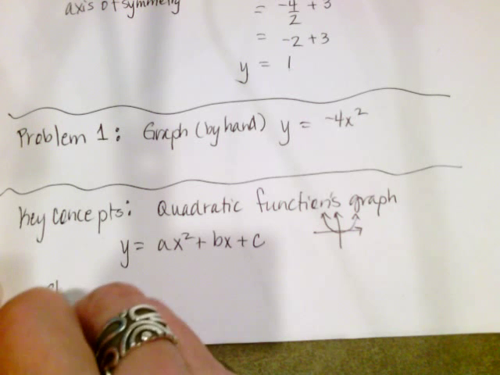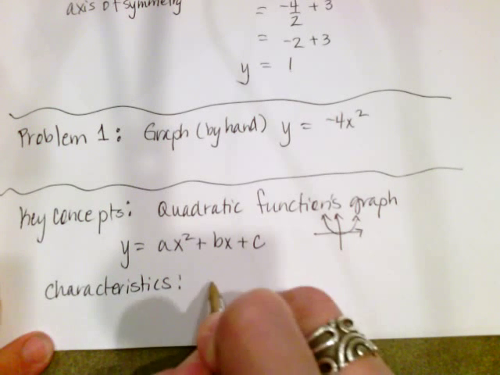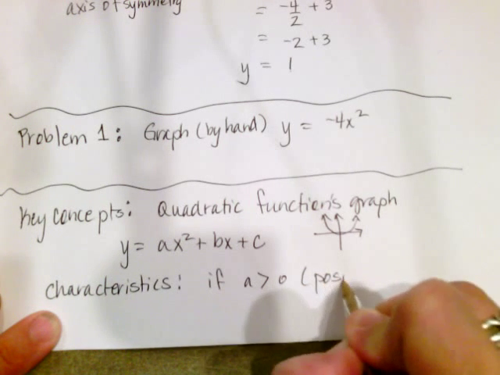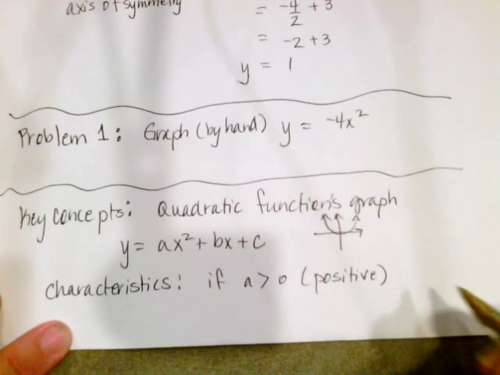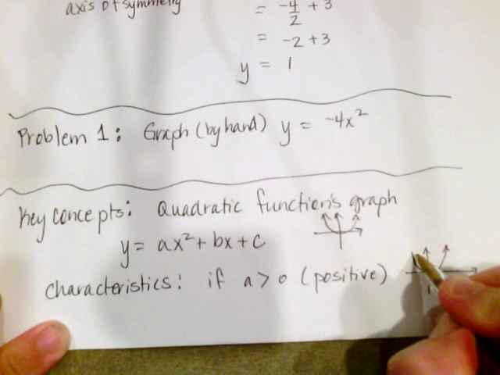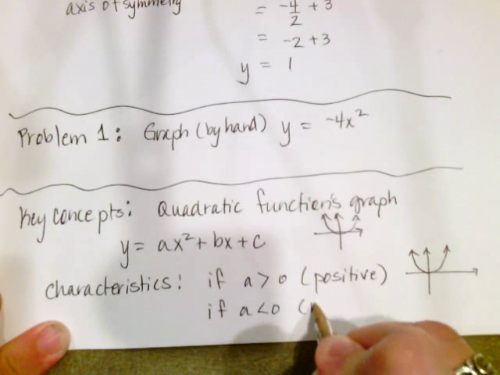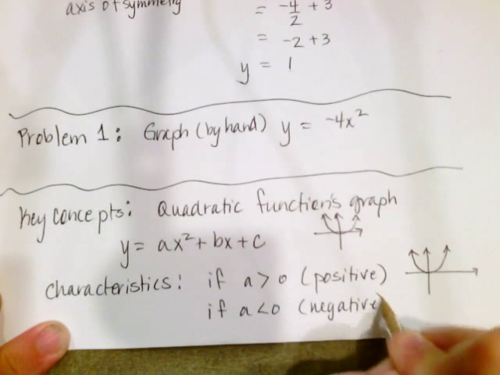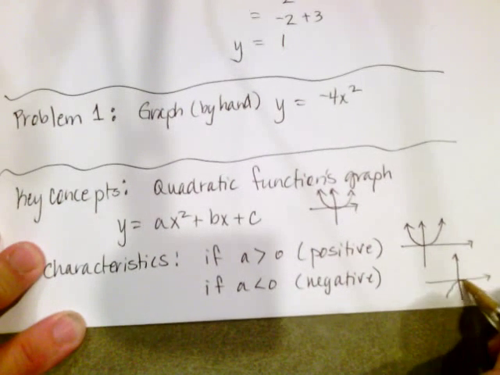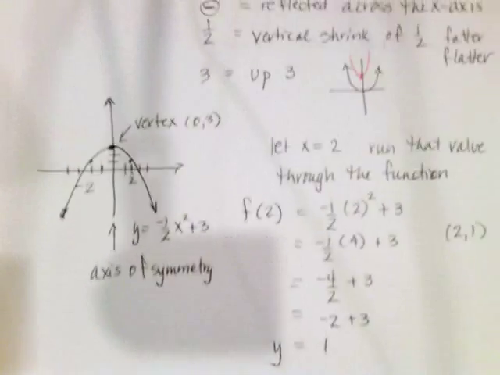Then we had some characteristics. Okay. If a is greater than 0, which means that it is positive, then we know that my parabola, so if this is my little graph again, is going to open up. If a is less than 0, which means it's negative, then I know, if I draw my little graph, that it is going to be reflected and it's going to point down. All right.